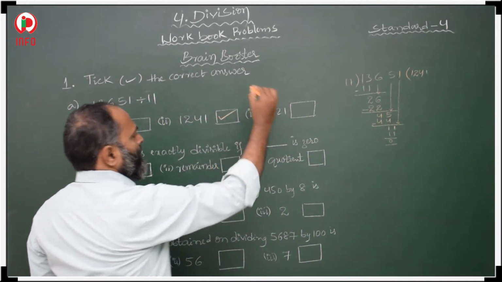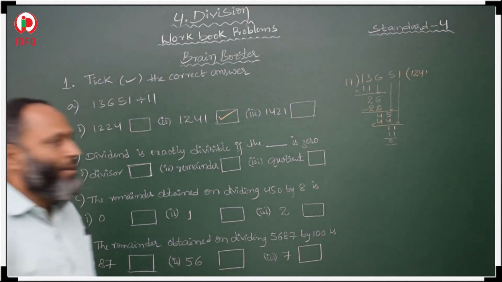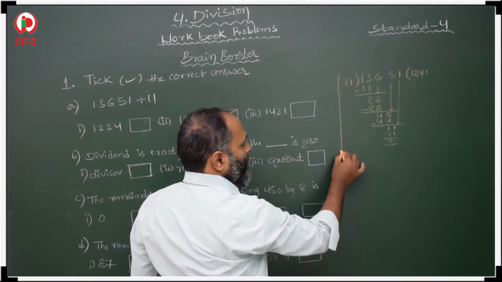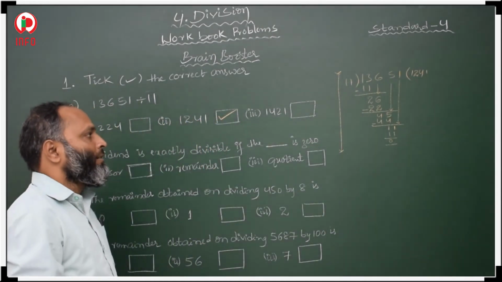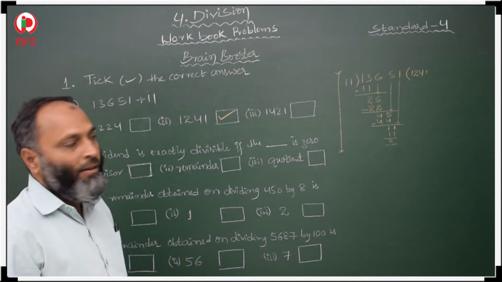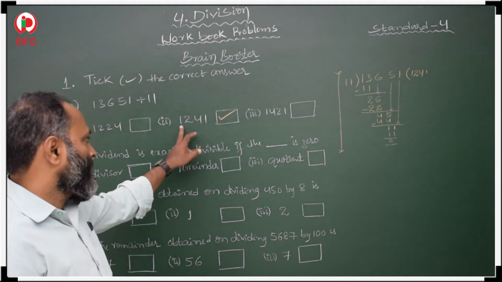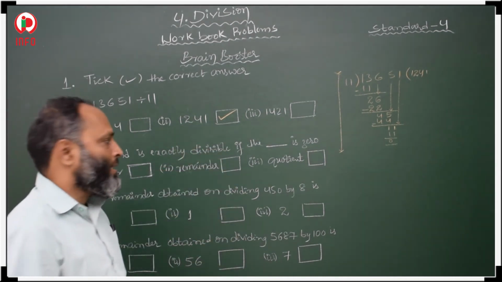1241. The second one is the right answer. In the rough column we have to do it and say which is our answer. The given 13,651 is divided by 11, so 1241 is our answer. Next.